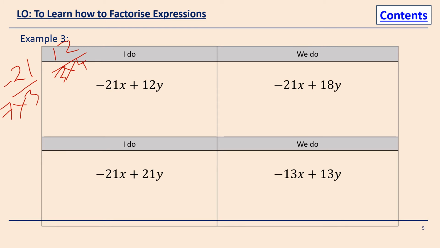So let's go with putting 3 on the outside. 3 bracket minus 7x. So 3 times minus 7 is going to give us minus 21, and there's the x. 3 goes into 12 4 times, 4y. Have a go at this one. Think about the highest common factor of both of them. Pause the video while you do this.